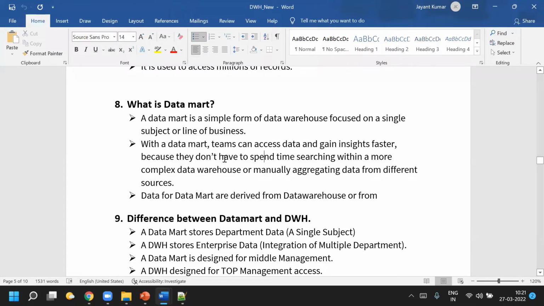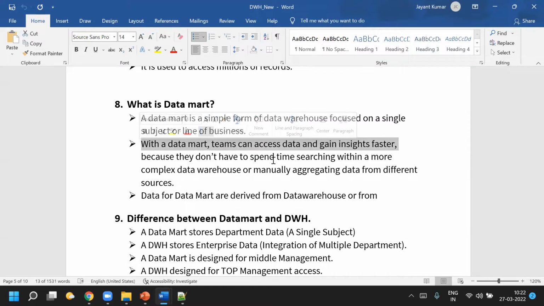Okay. So with the data mart, teams can access data and gain insight faster. If you access the department-wise data, you will have better access. Otherwise, when you see the whole data, say 1 million or 1 lakh records combined from all departments, you will get lost in 1 lakh of data. But when you have department data, you know that you are just fetching department data.